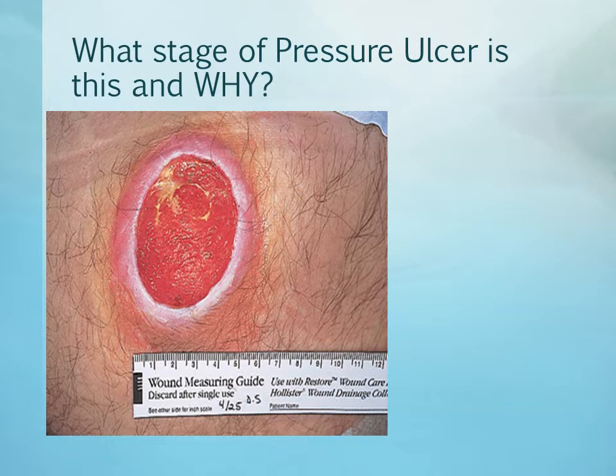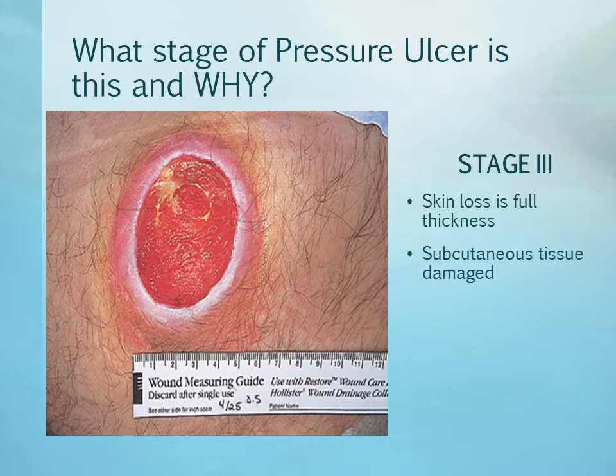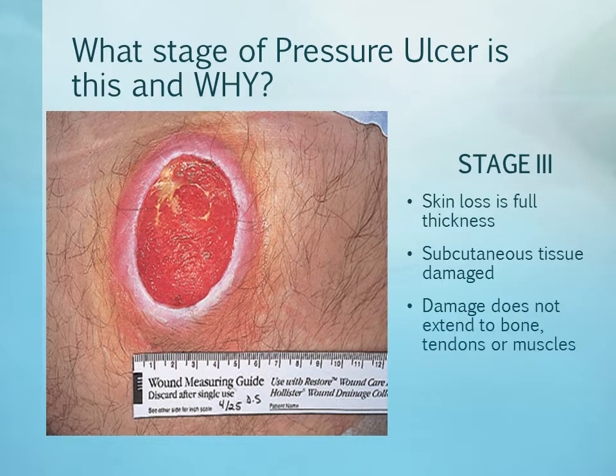What stage of pressure ulcer is this one and why? This is stage 3. The skin loss is full thickness. There is subcutaneous tissue damage. The damage does not extend to the bone, the tendons, or the muscles. And the wound has a crater-like appearance.